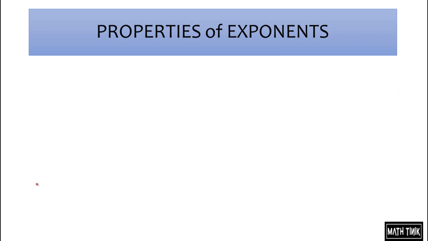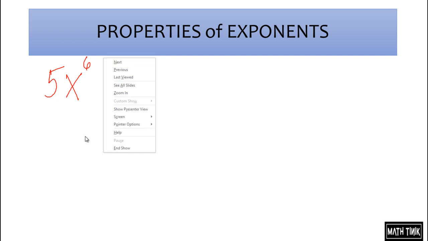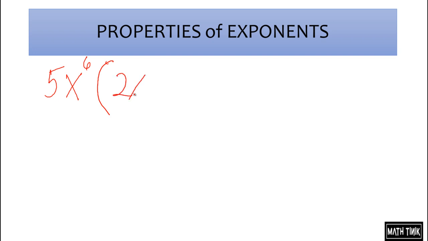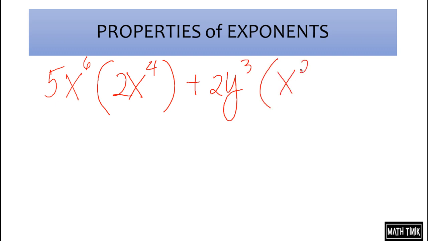Okay? Now let's have our last example. So we have here 5x to the 6. This is our last example for the product rule. Then in the next videos, we will have the quotient rule and so on and so forth. So, 5x to the 6 times 2x to the 4th plus 2y raised to 3 times x squared plus 3x squared.